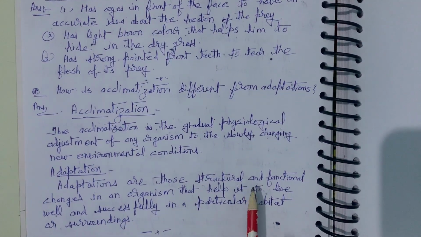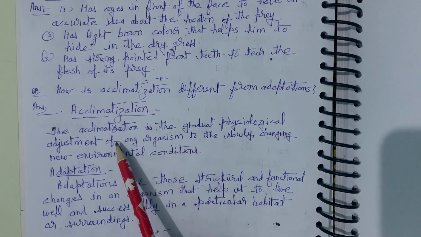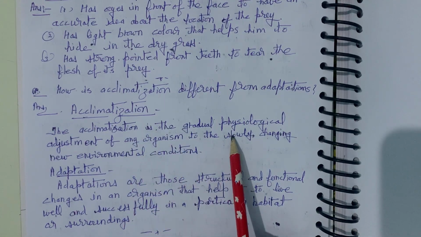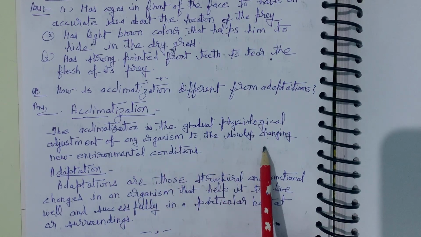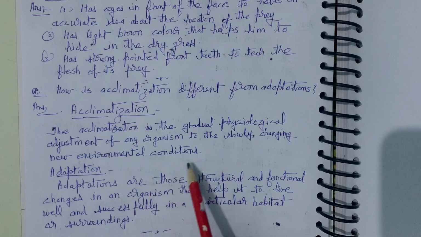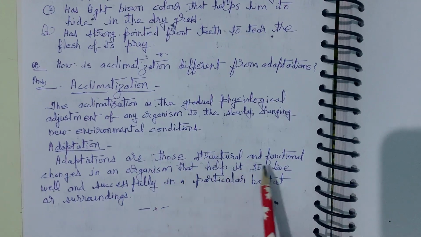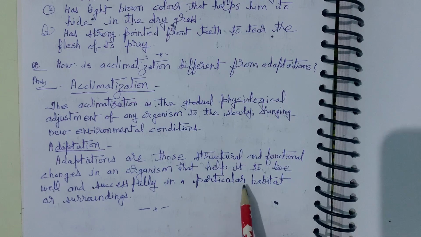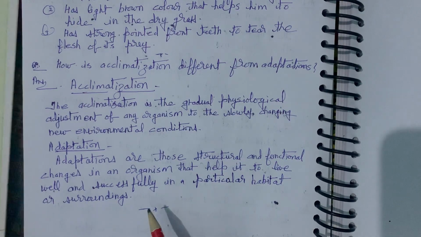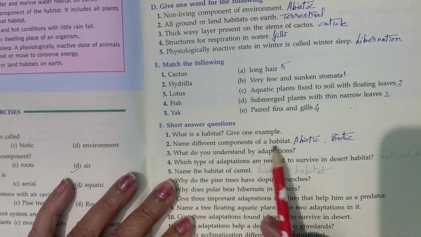How is acclimatization different from adaptation? Acclimatization is the gradual physiological adjustment of an organism to slowly changing new environmental conditions, while adaptations are those structural and functional changes in an organism that help it to live well and successfully in a particular habitat or surroundings.